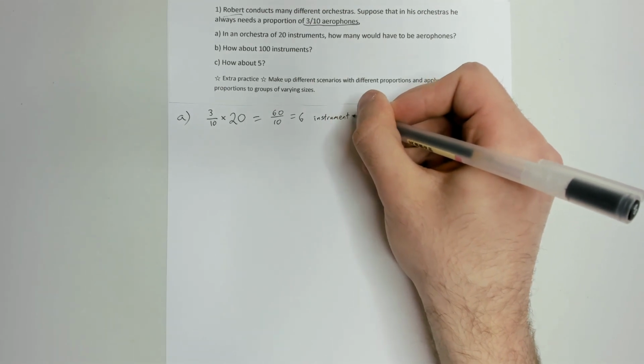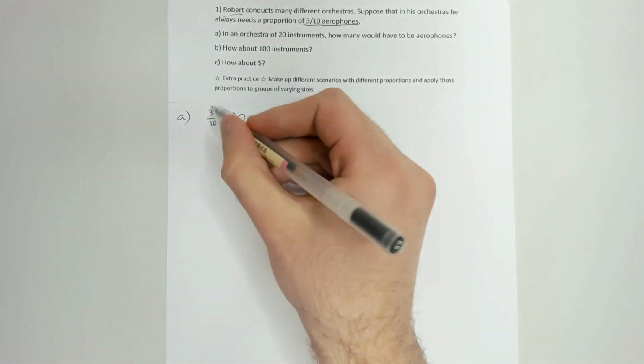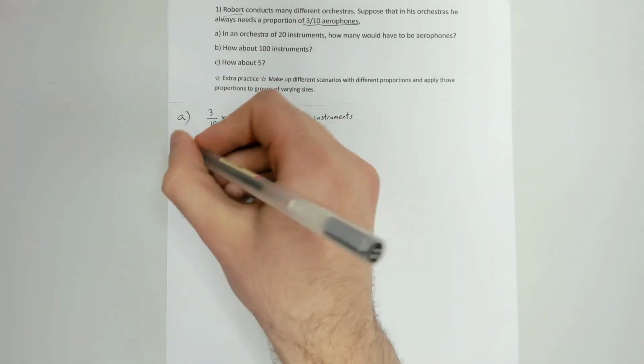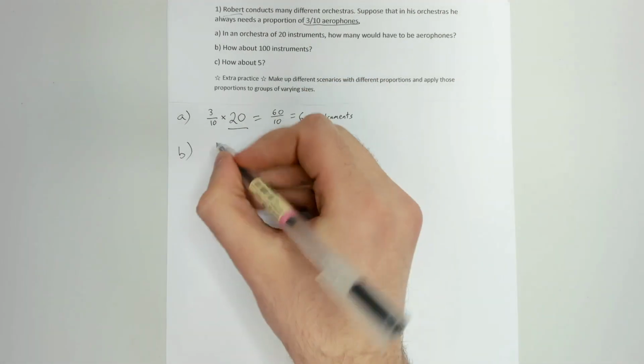So maybe, I don't know, 2 are trumpets, 2 are clarinets, and 2 are flutes or something like that, right? So 6 of the instruments in his orchestra need to be aerophones, and we found that by applying the proportion to the group size. For part B, it's very similar, except we've just upped the size to 100 instruments now.